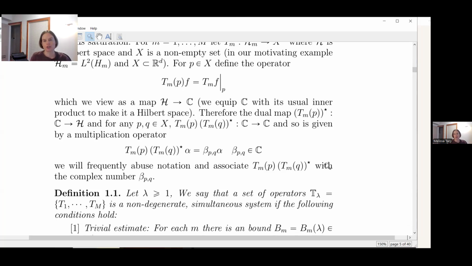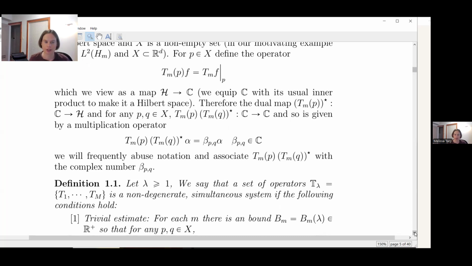Importantly then, if I take the dual of that, so Tm P star, this maps from the complex numbers into the Hilbert space, and then I can form a TT star operator. This TT star operator acts from the complex numbers to the complex numbers, and so it is effectively a multiplication operator. So we quite often cheat a bit and just refer to it by the complex number that represents it. That's what I mean when I say the absolute value of this TT star thing: I mean the absolute value of the complex number that represents it.